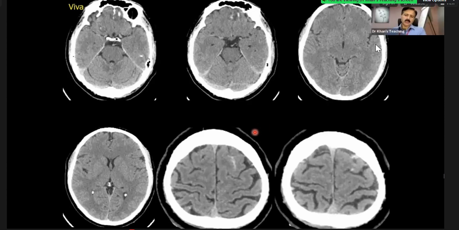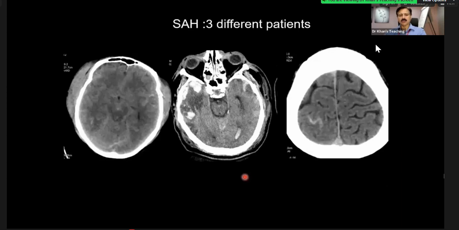Excellent. Well done. So the idea here was to pick up two different findings. There is a subtle contusion, and this one is a traumatic subarachnoid hemorrhage. Please remember that trauma is the most common cause of subarachnoid hemorrhage. And the bottom line is that in the exam, always go till the vertex. So subarachnoid hemorrhage might be just one slice higher in the vertex.